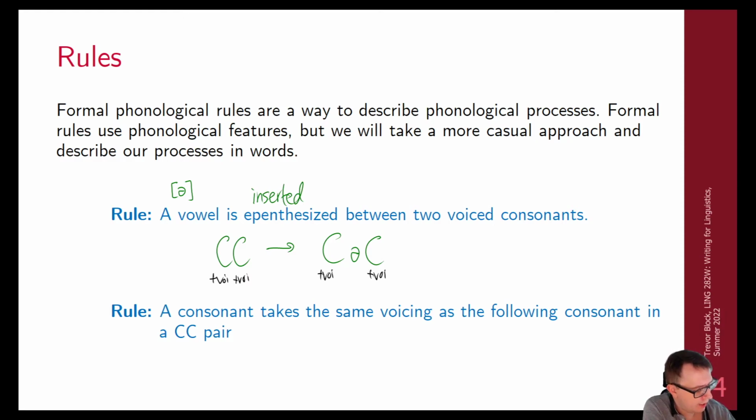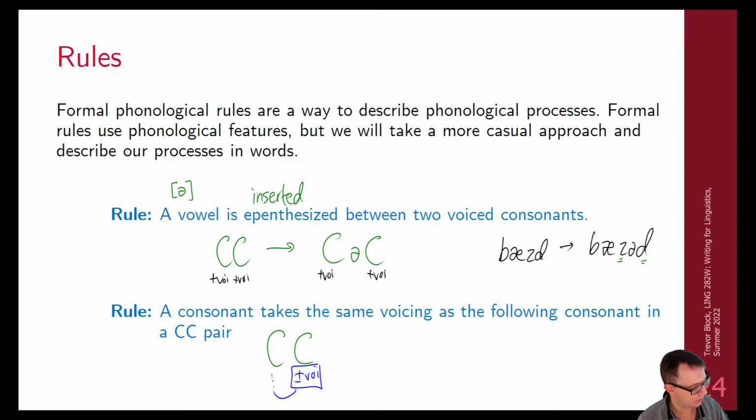Let's say we had a word like bazd. That would become bazəd because we have a voiced consonant with Z and a voiced consonant with D. Here's another rule: a consonant in a CC pair takes the same voicing as the following consonant. So if we have a CC, no matter what the voicing is, whether it's plus or minus voice, that is going to spread to the previous consonant. If we had something like SD, it would become ZD. Instead of SD, we'd get ZD. Those are two rules as an example.